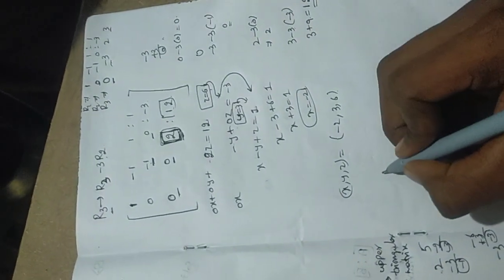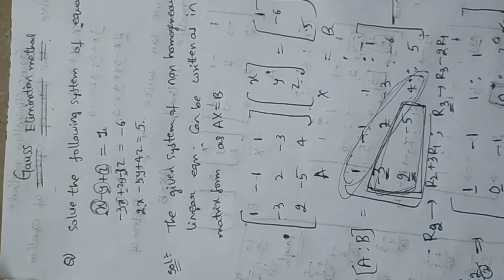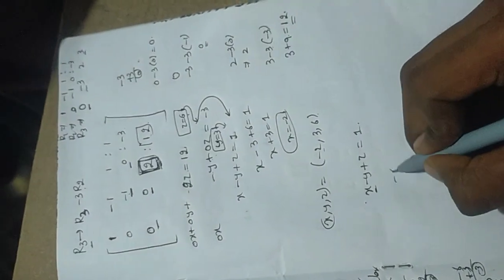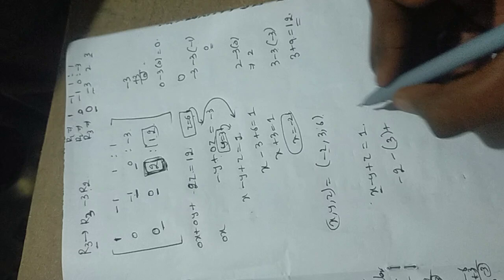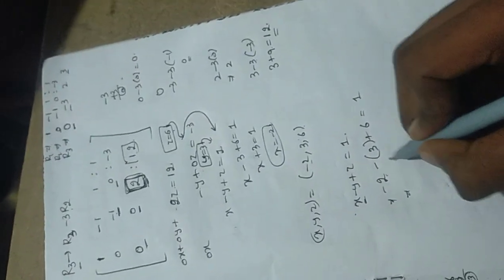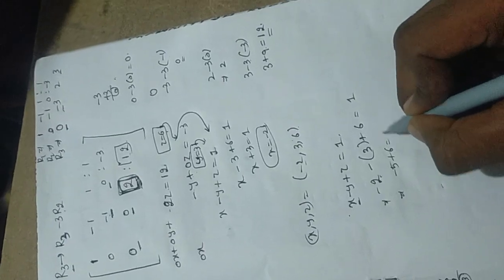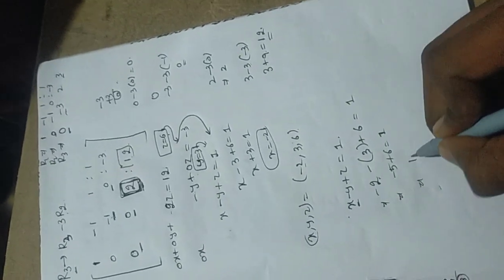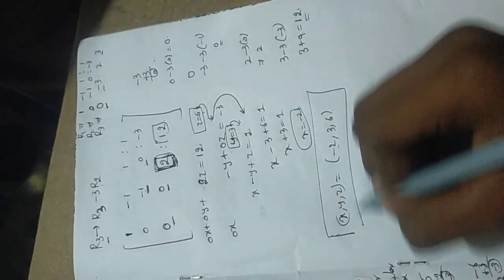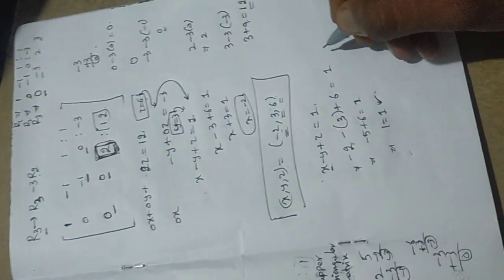So we can verify now. Let's take the first equation, x minus y plus z is equal to 1. Let's verify this with the answer we have got. x is -2, y is 3, and z is 6. Let's check the LHS: -2 minus 3 is -5, plus 6 is equal to 1. So 1 is equal to 1. Verified. So our answer is x, y, z equal to -2, 3, 6. This is how the Gauss elimination method works.